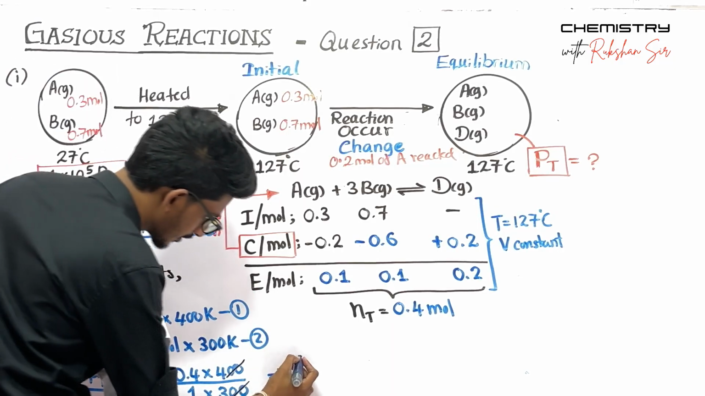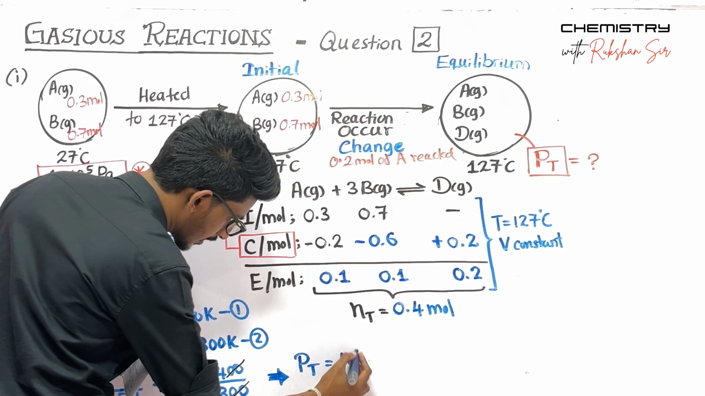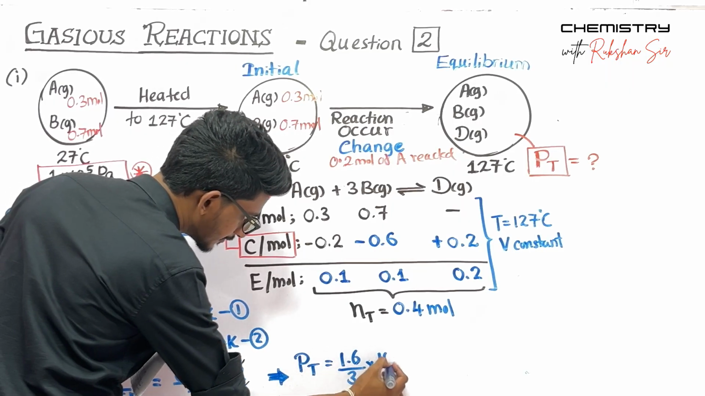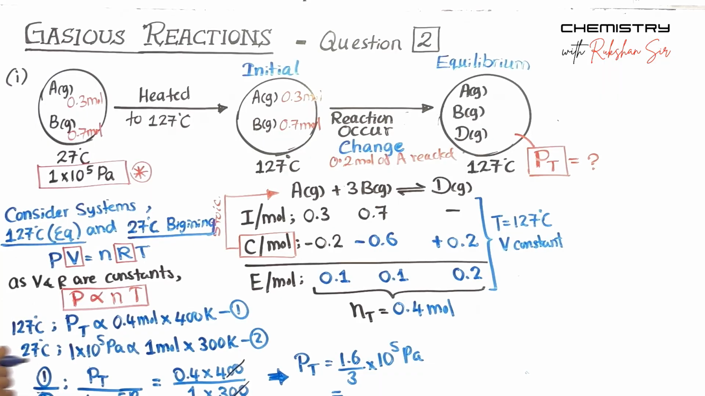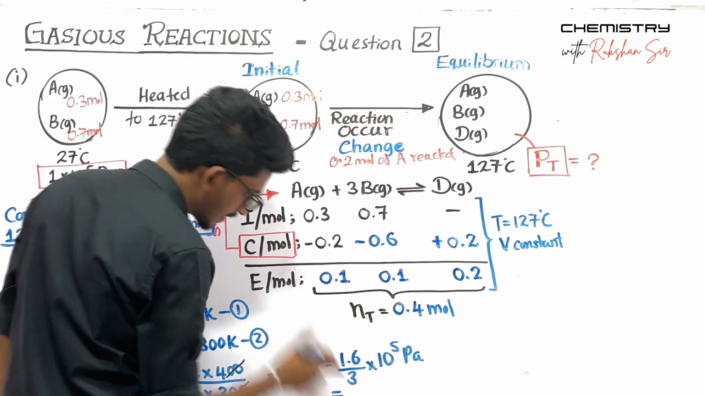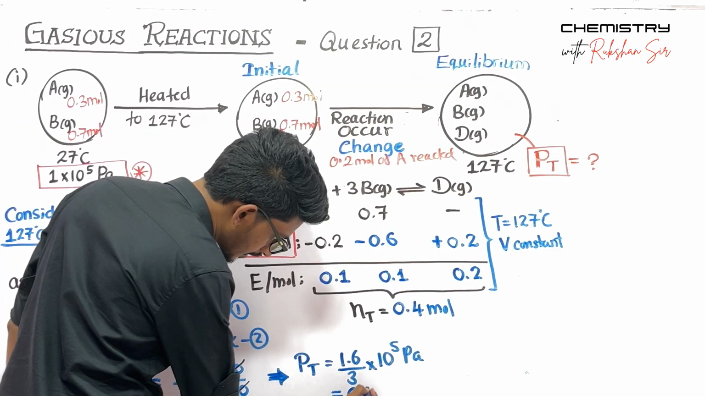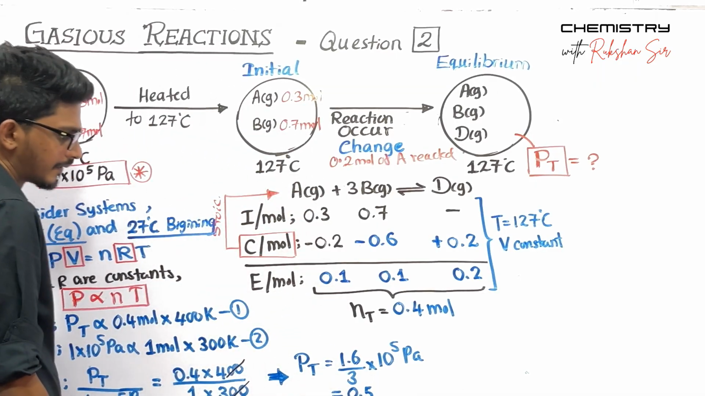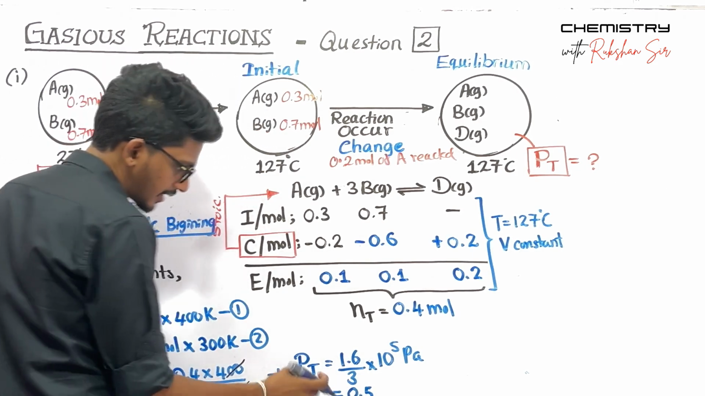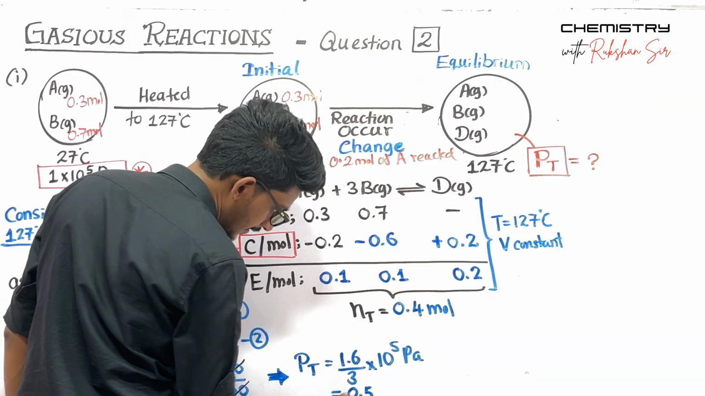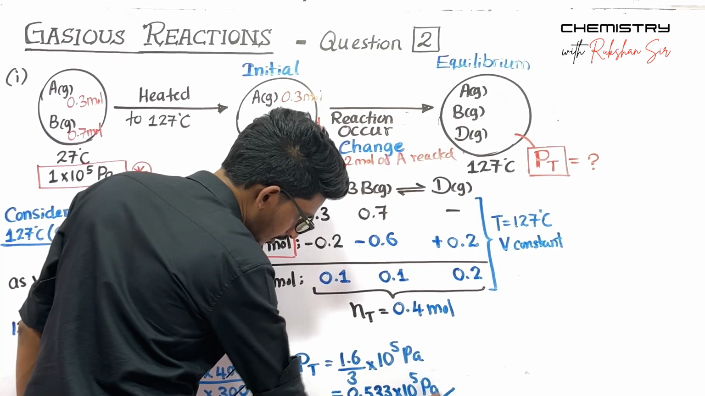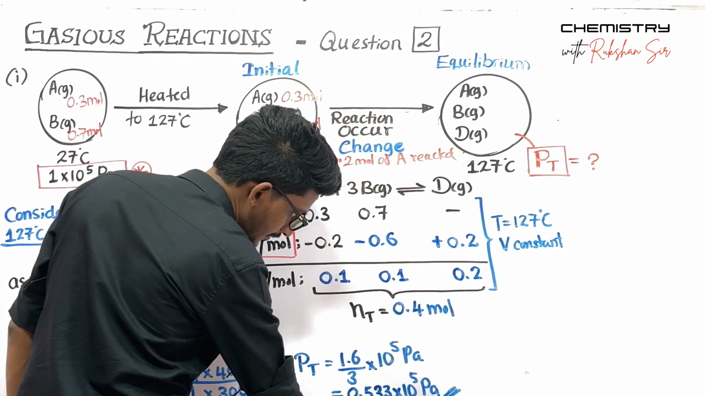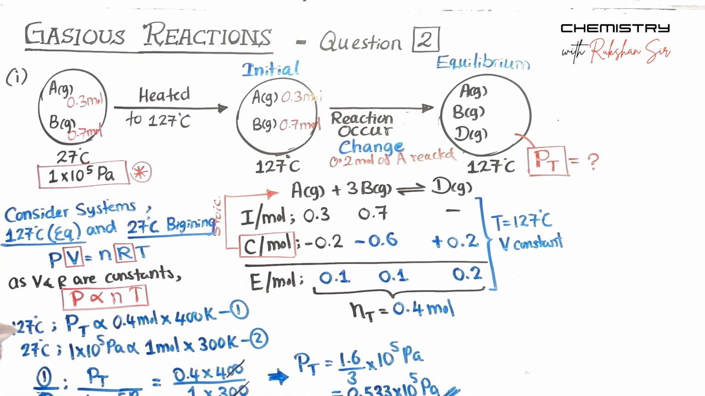Right now, P total is going to be 1.6 over 3 into 10 power 5. So the value is 1.6 divided by 3, that means that is 0.5, 15, right? So 1 is remaining, it's 3. So this is going to be the total pressure of the system at 127 Celsius, right?